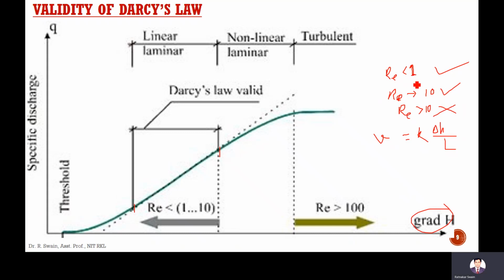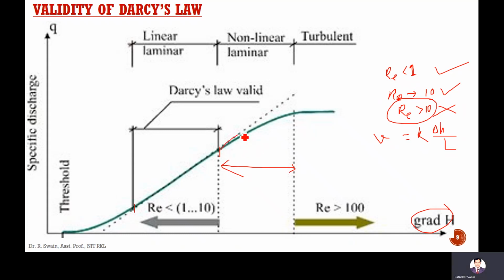If it is less than 1, then there is no question: the flow must be laminar, it cannot be turbulent, so Darcy's law is valid. But from 1 to 10, it depends on whether it is laminar or turbulent. If it's laminar, then valid; if it's turbulent, not valid. And more than 10, whether the flow is laminar or turbulent, Darcy's law is not valid. In this region the Reynolds number is more than 10 and the flow is changing from laminar to turbulent.